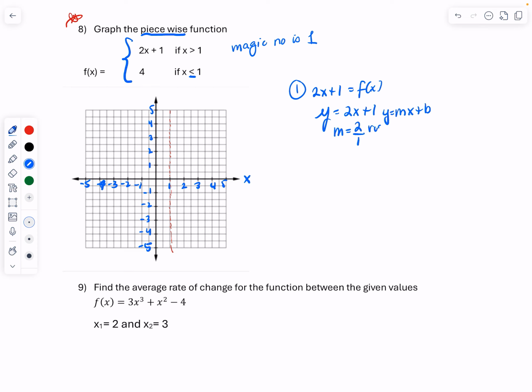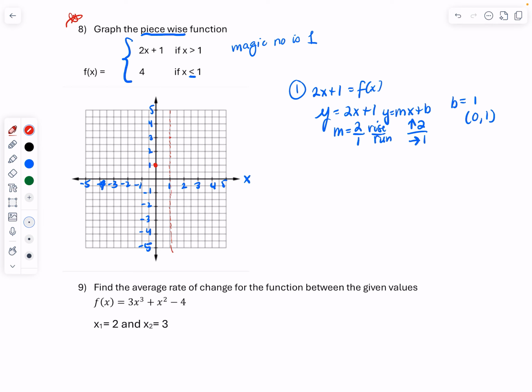So remember, it's rise over run. So I'm going to go up 2 units and over to the right 1. Your b value, which you're going to graph first, is equal to 1. So that is the point (0, 1). Okay, so I'm looking, and remember that all my x values have to be greater than 1. So if I'm going to graph this, I'm going to start with the y-intercept, which is (0, 1), and then I am going to go up 2 and over 1.